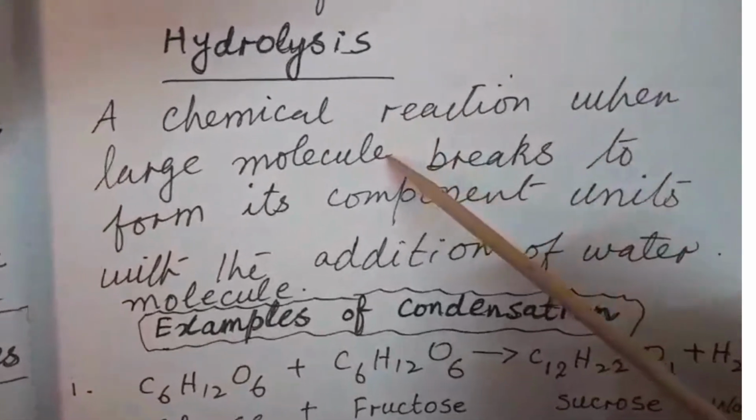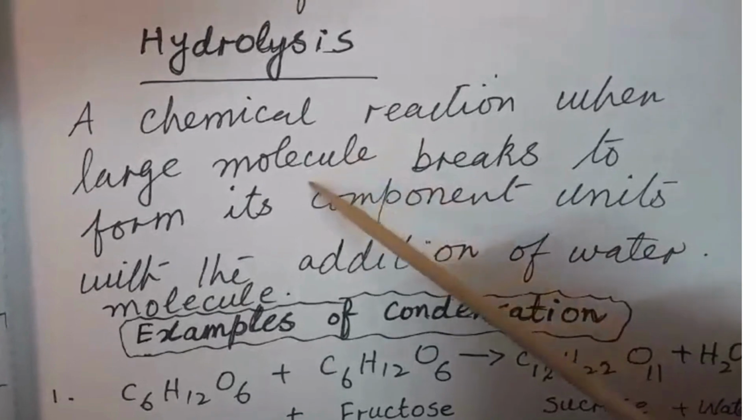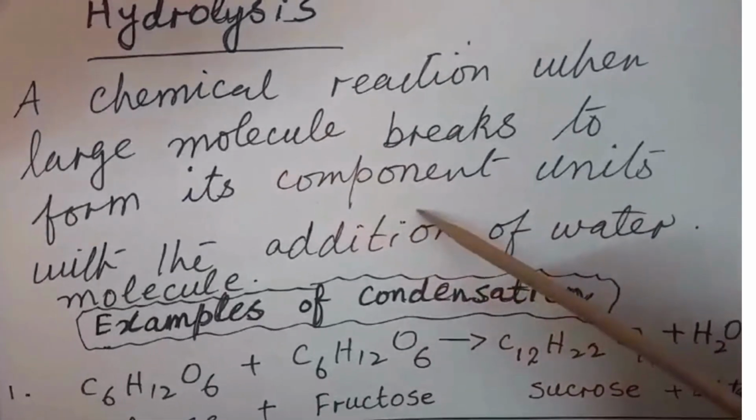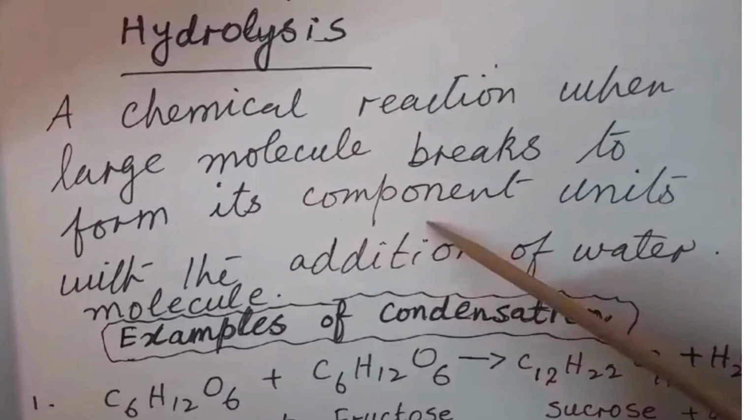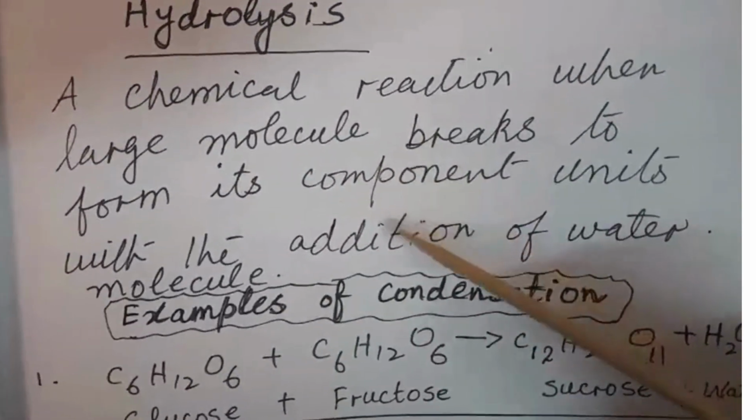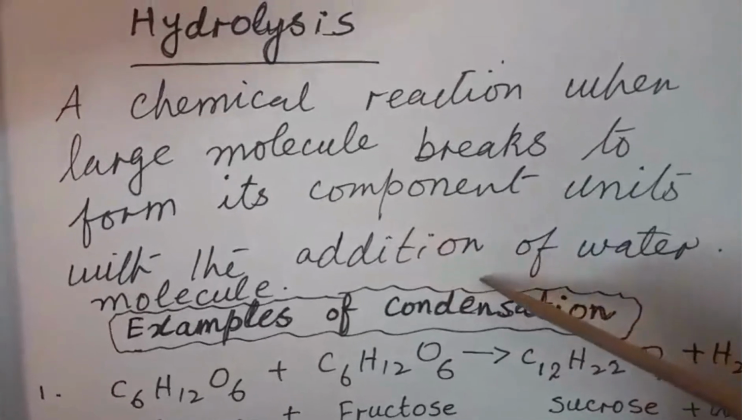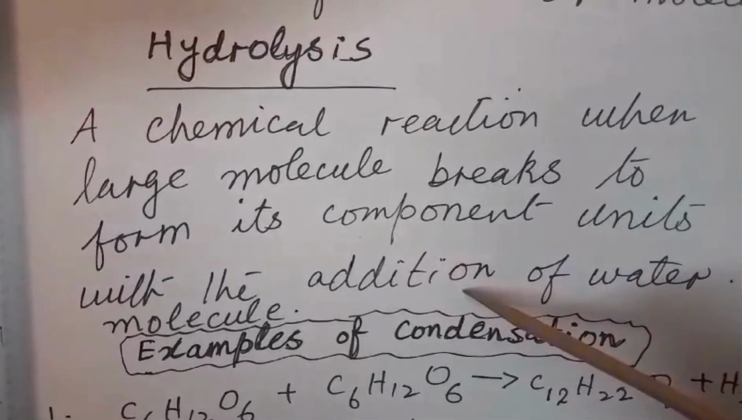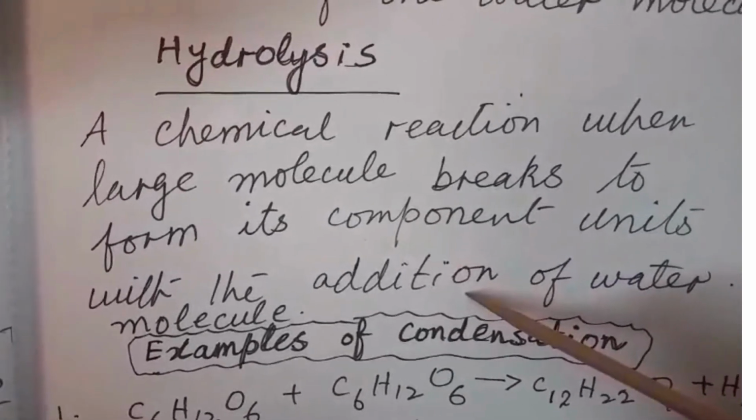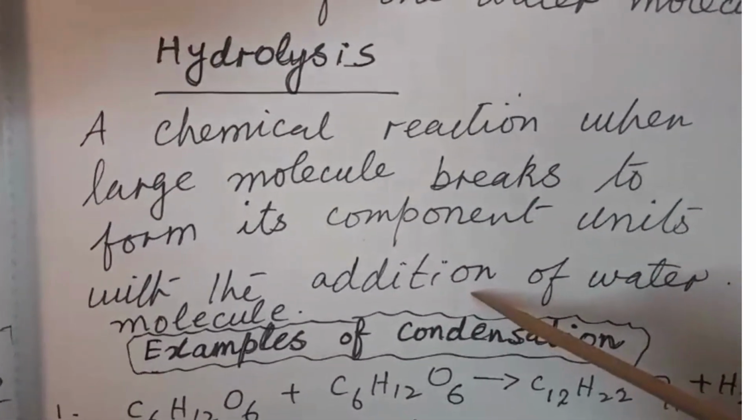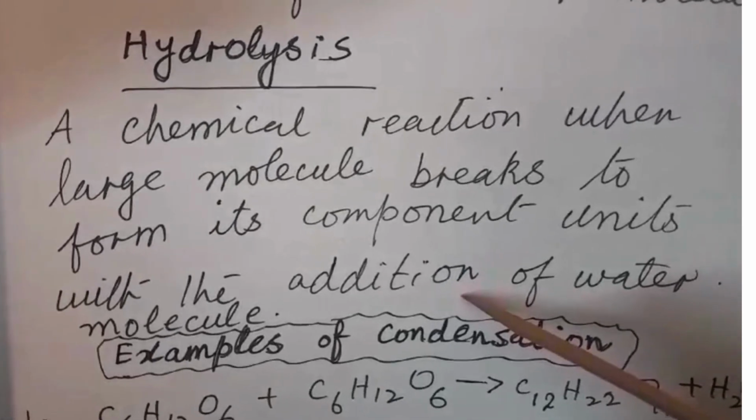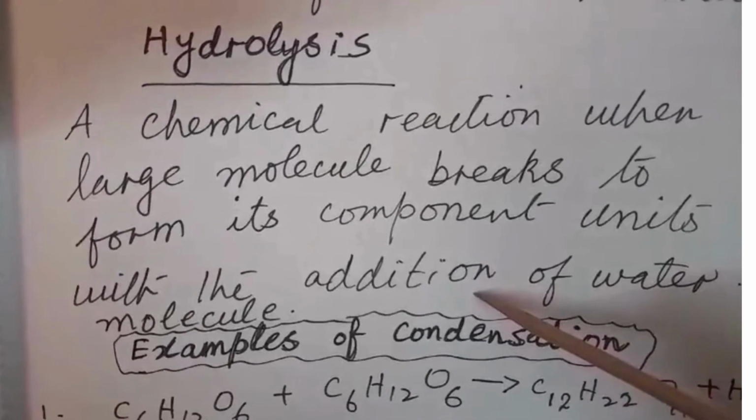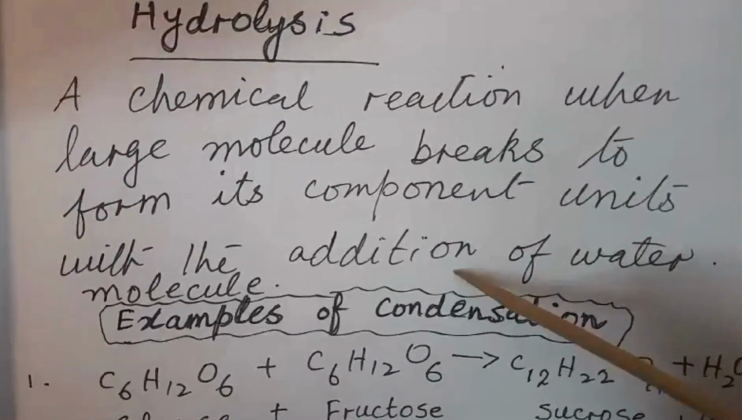Another reaction is hydrolysis. Hydrolysis is when a large molecule breaks to form its component units, the units from which it is made, with the addition of a water molecule. Hydrolysis takes place in our digestive system when the bigger molecules of food are broken. For example, when starch is broken, that is a hydrolysis reaction.